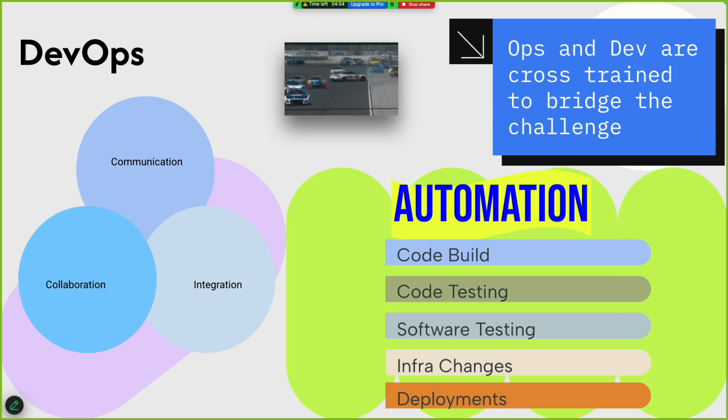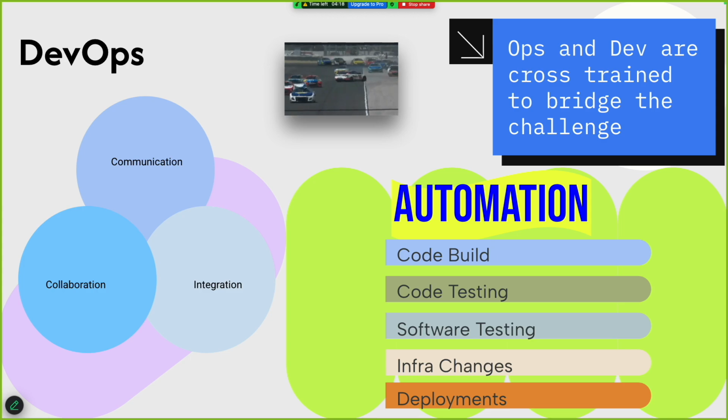Okay, so DevOps. Like I said, developers have their own challenges, which were fixed in Agile, but still, the operation side of it had a lot of challenges. To address those challenges, DevOps comes into the picture. The operation team and the development team were cross-trained on each other's work.